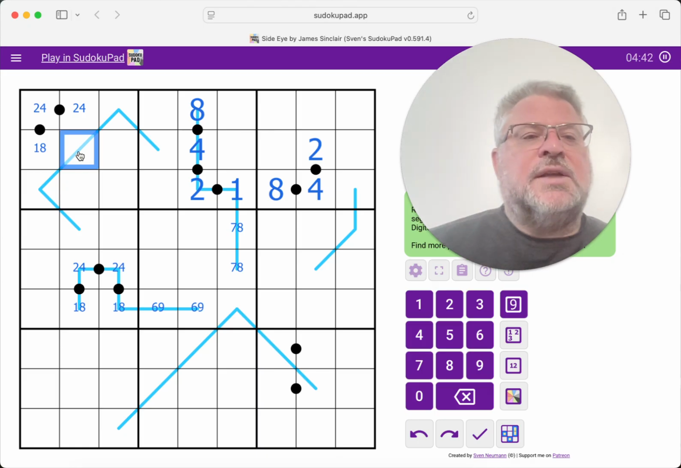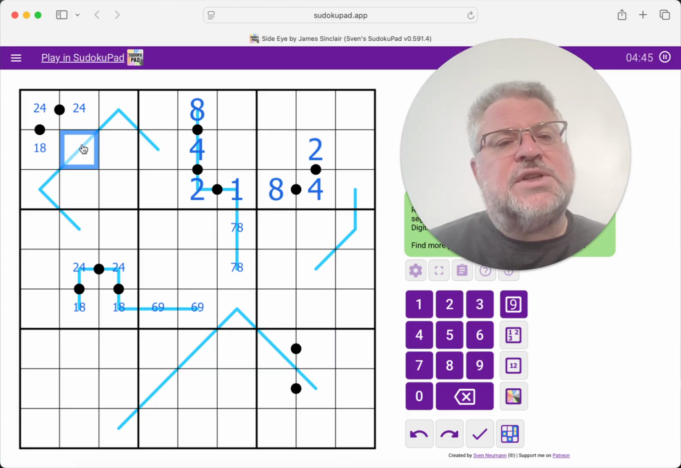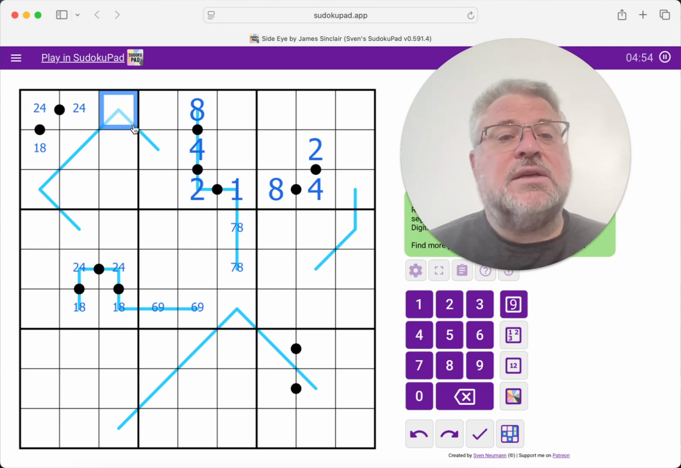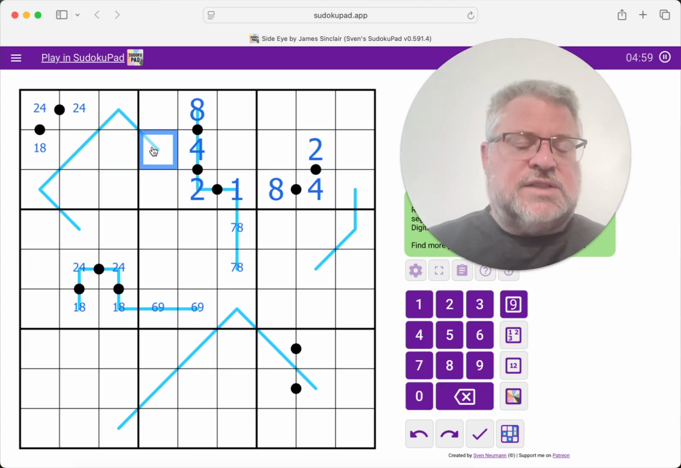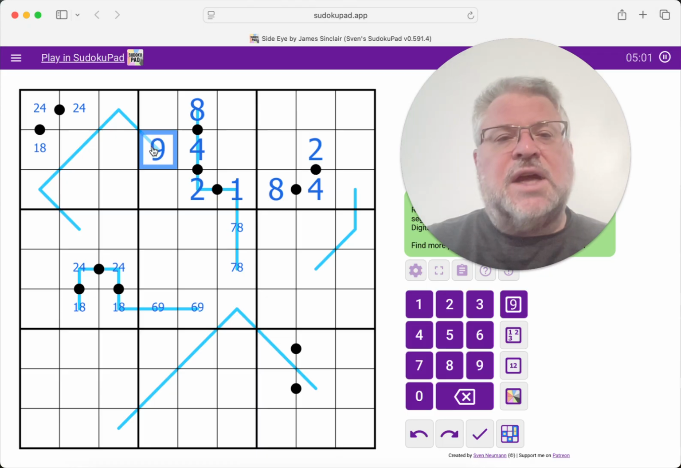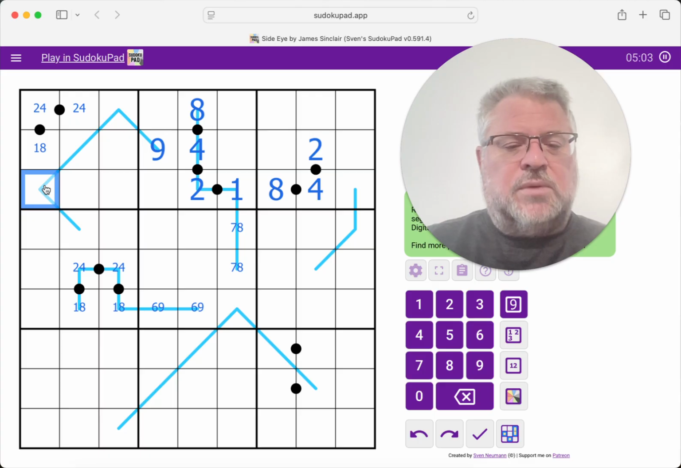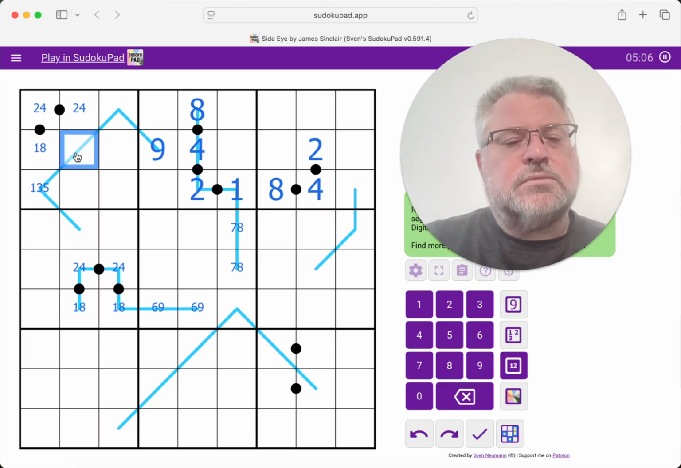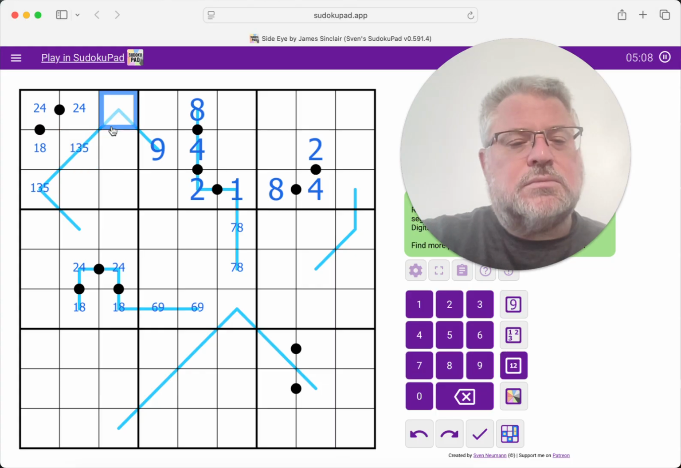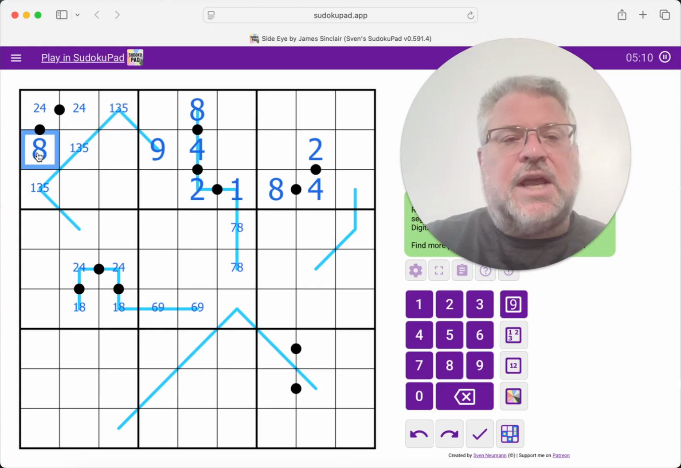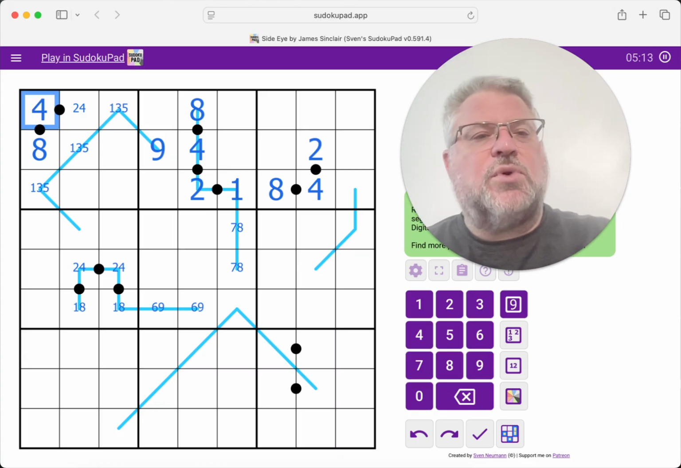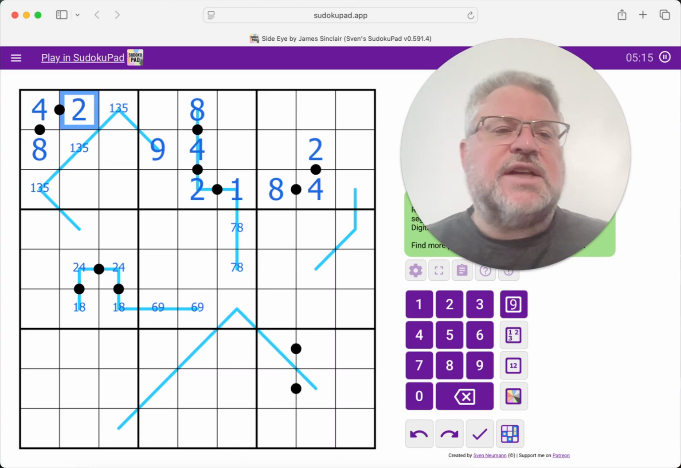Let's look at this line. The minimum digits that can go on this line, we can't use 2 or 4, so 1, 3, and 5. And 1, 3, and 5 add to 9, so these 3 digits must equal that digit. I think that's the maximum and the minimum. So 9 goes in here. This is a 1, 3, 5 triple, which means this is an 8, and we know this is 8 because we go next to 4 on the black dot, and 2 finishes that sequence.